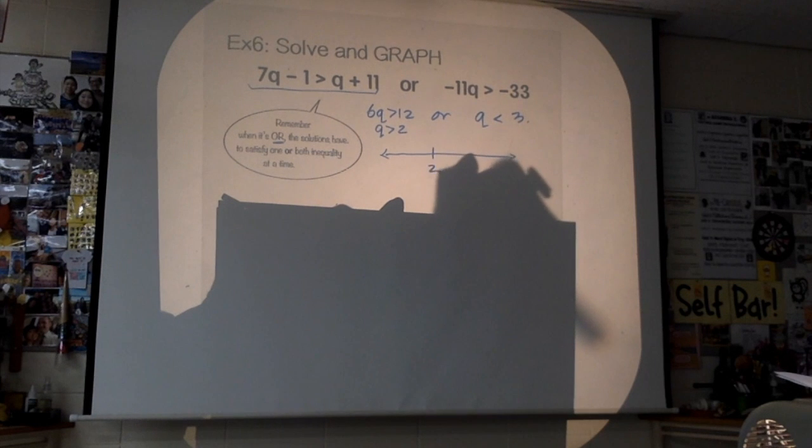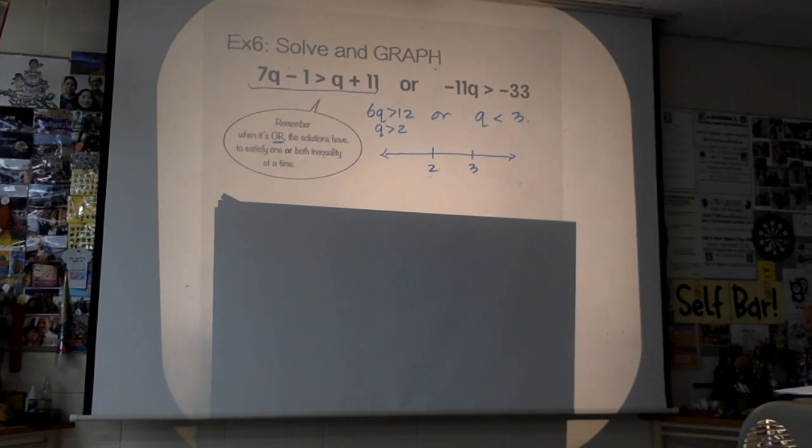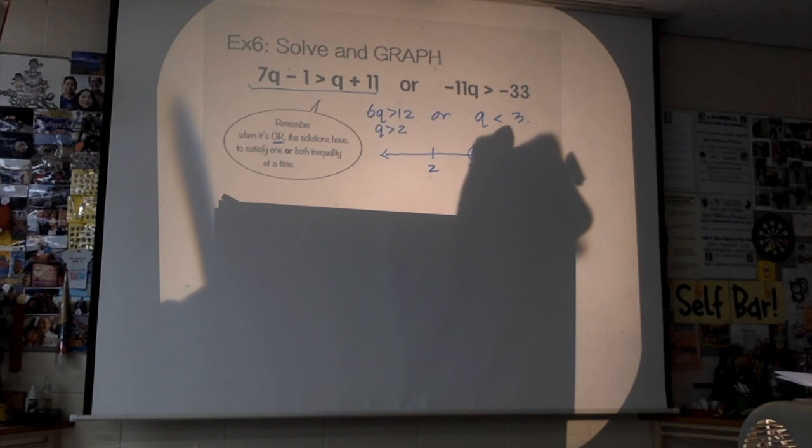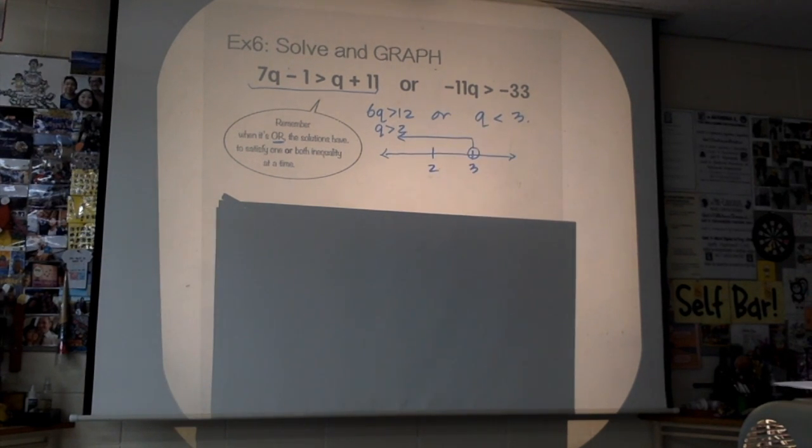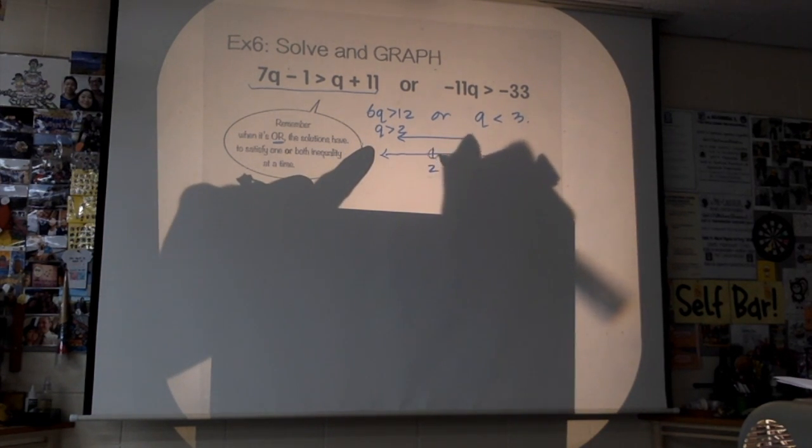So we have 2 and 3. Q is less than 3, so we'll do this with blue. That means open circle, and it goes on forever this way, right? Now, we're going to take the black marker, but q is also greater than 2.